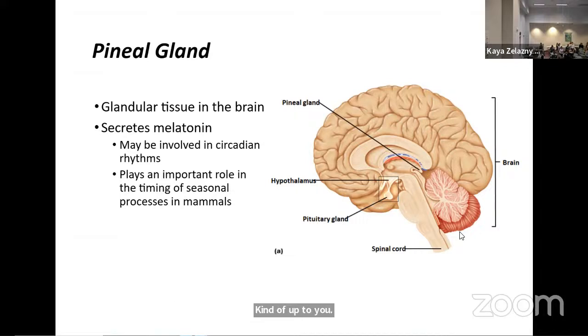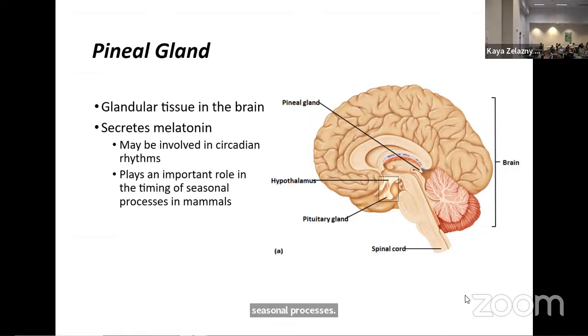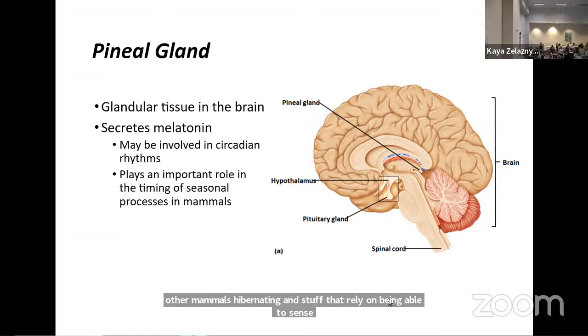But definitely in other species, we know that it's related to systems that have to do with sensing light and dark, sensing time using light. There are a lot of seasonal processes in other mammals, like hibernating, that rely on being able to sense these shifts in light patterns. That's the job of the pineal gland.